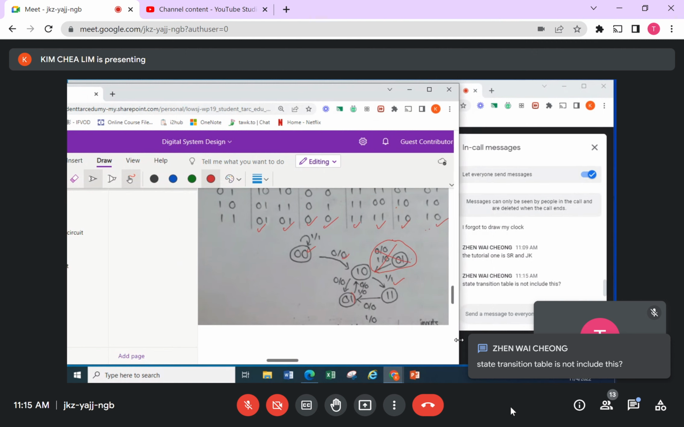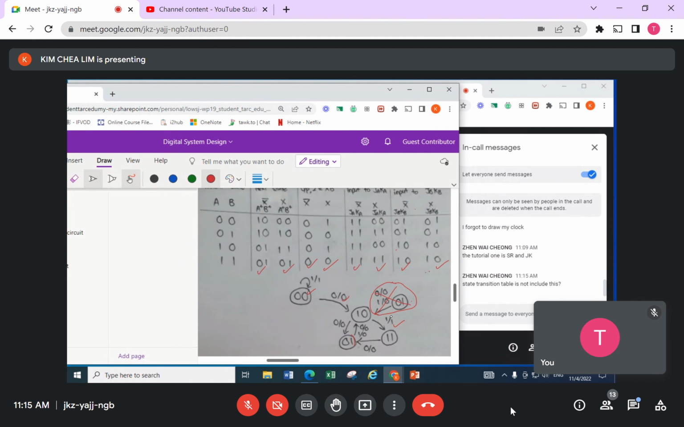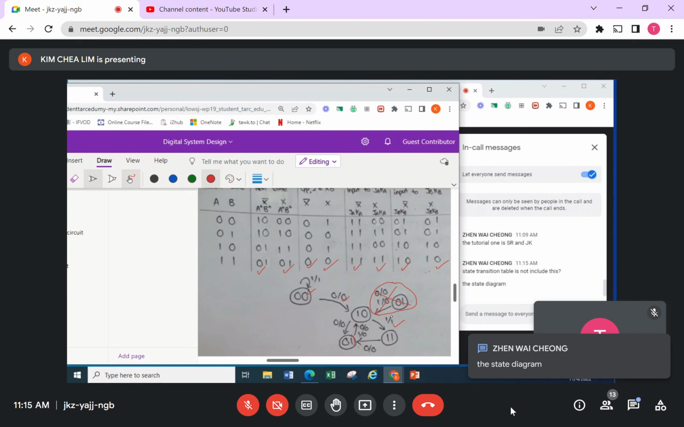State transition table is not included in this. What are you talking about? Not very sure. Tang Wai, cannot understand your question. The state diagram. The state diagram here. Yeah, this is the state diagram that you are producing.